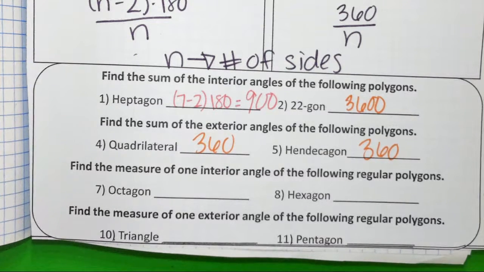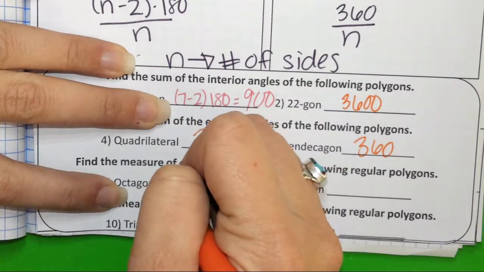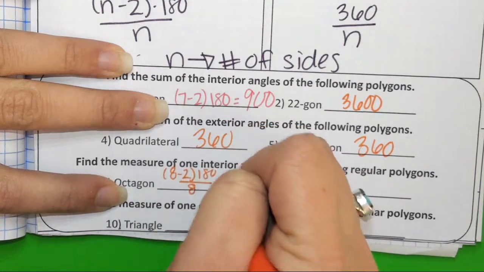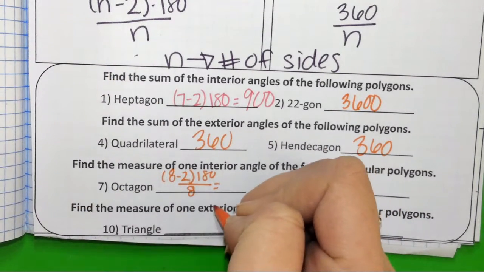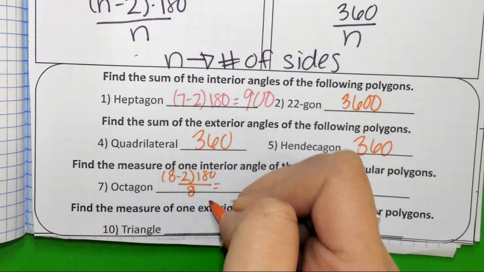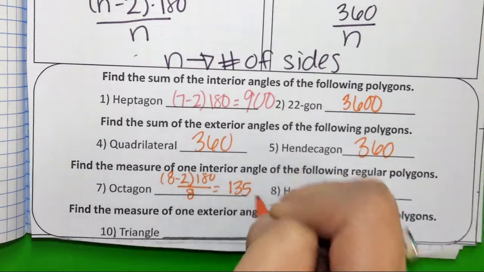Alright, how would we find number 7? N minus 2 times 180 divided by n. Look at you go. Take a point. So that's 8 minus 2 times 180 divided by 8, right? Okay, what's 6 times 180? 1,080. And what's 1,080 divided by 8? 135. 135? Look at us go.